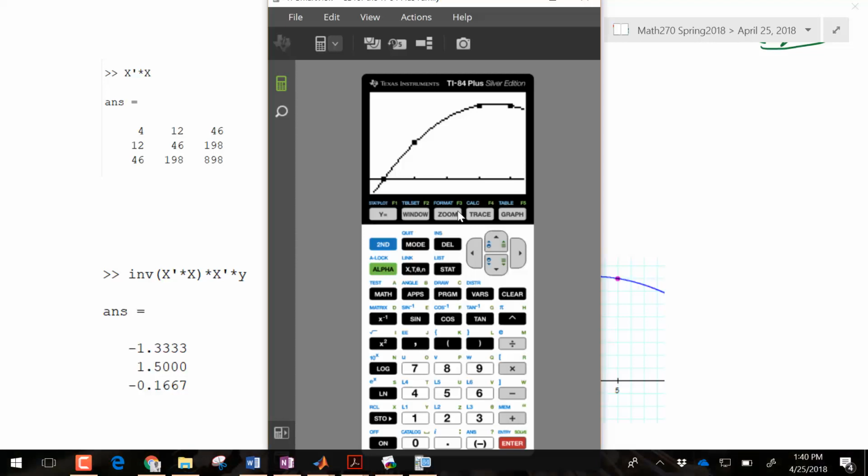So here's the graph using the graphing calculator. In your calculators, there are statistical commands that allow you to find these things.